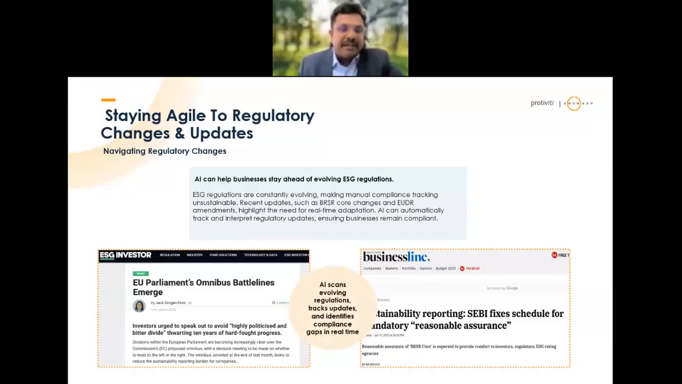Imagine you doing this manually. This would have taken ages, but with AI, as Siddharth said, many of these use cases can be done within a fraction of seconds. So this is how you stay agile on the go.